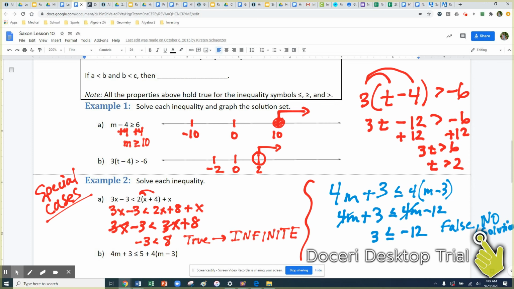The right side is always going to be less than the left side, which doesn't match up with how that symbol is put. So with our special cases, we'll sometimes see where our variables cancel, which means it doesn't matter what number you put in, you're always left with those constants. Then we can compare the constants. If the statement is true, it's infinite. If it's false, that means we have no solution.